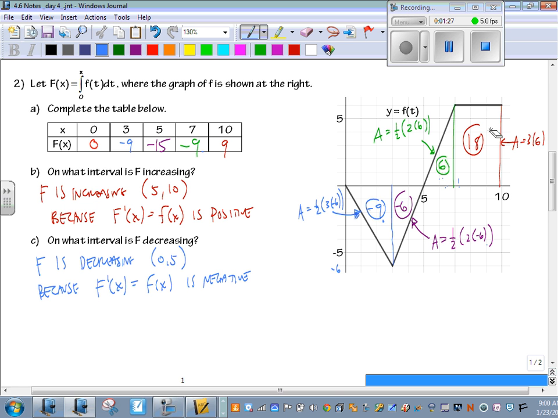And then for this one, this last rectangle here is just 6 times 3, 18. So to get the definite integral from 0 to 10, we're adding up all those areas. Or we could just take what we had last and add that 18 on top of that. So we end up with 9. Questions on that part?